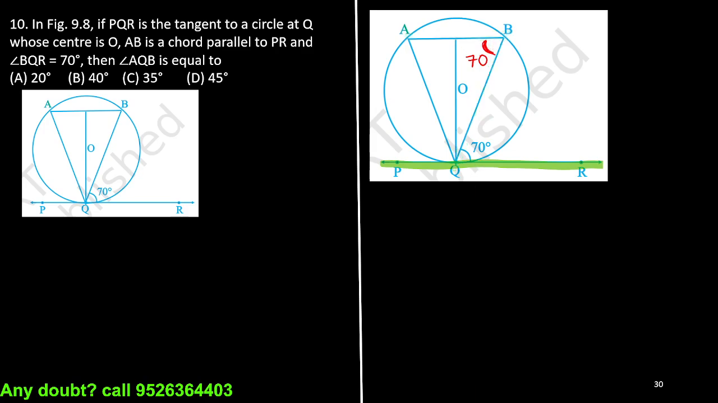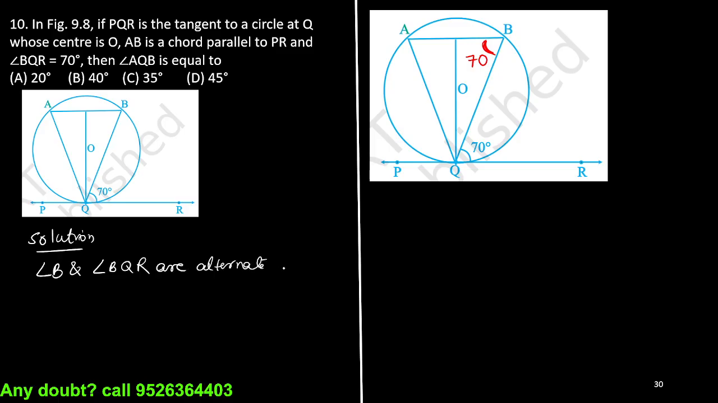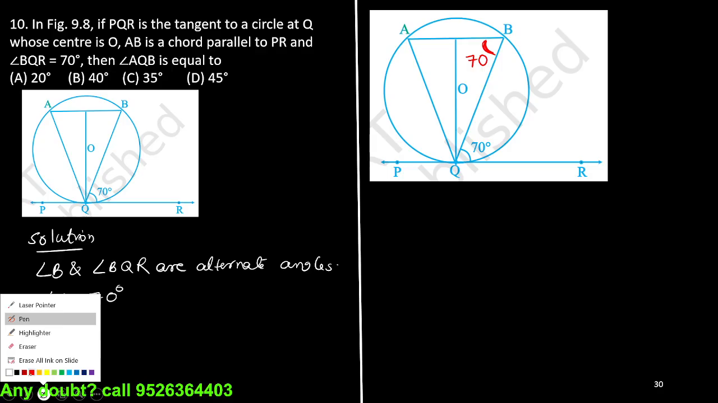Then I got it as 70 degrees. So let me write that step first. Whatever information you got, you have to write it. So, solution. We can write, angle B and angle BQR are alternate angles. Clear? Alternate angles are equal. Hence angle B is equal to 70 degrees. Clear? Then any other angle I can find out.